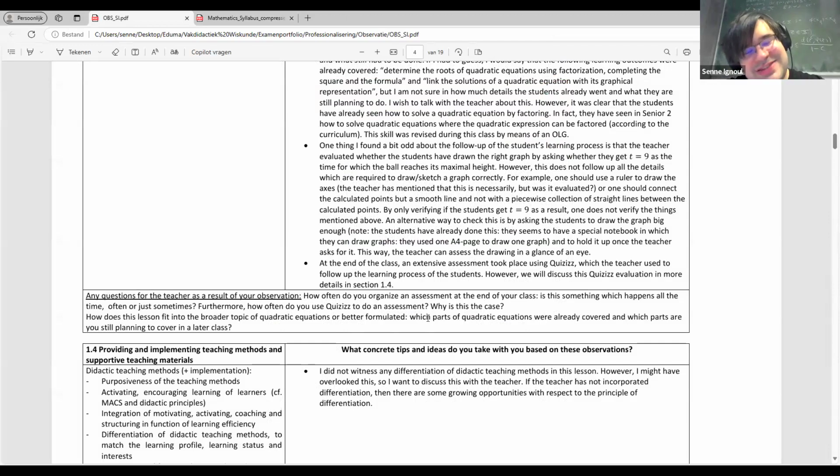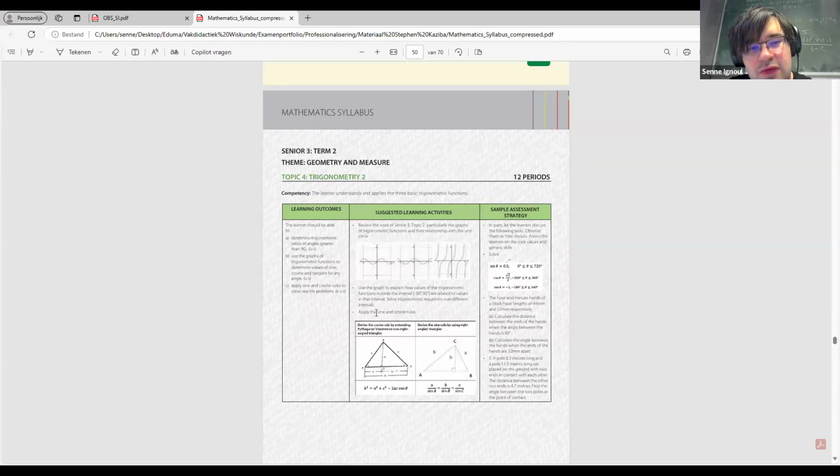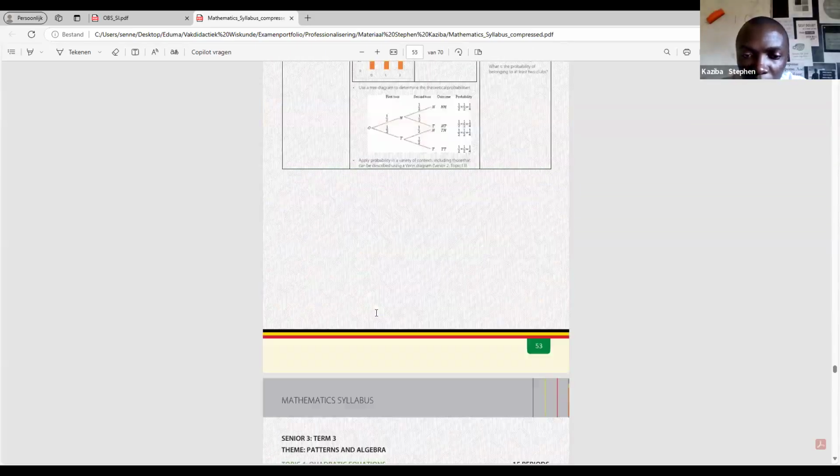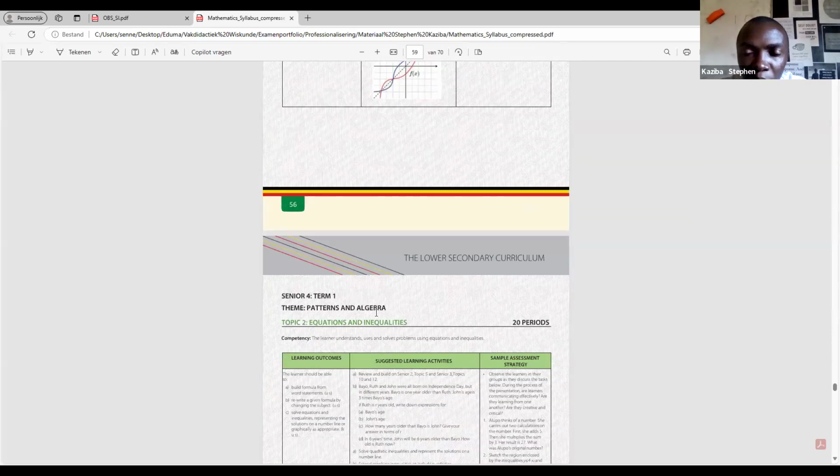But then a second question would be, what do they know when I'm going to teach? Is the topic of quadratic equations basically finished by that point, or are there still things that they don't know yet that I should be aware of? Okay, now we are looking at mainly the application.